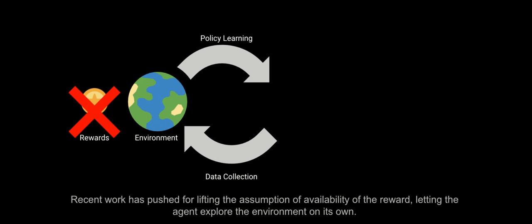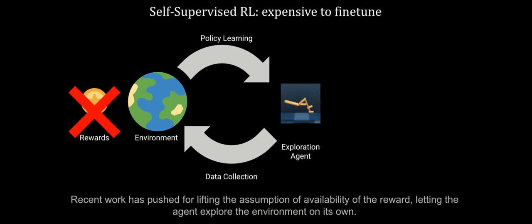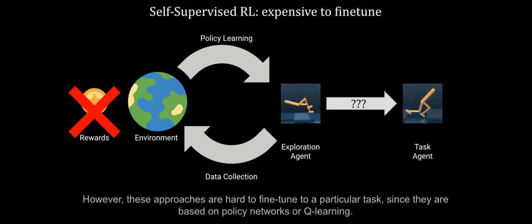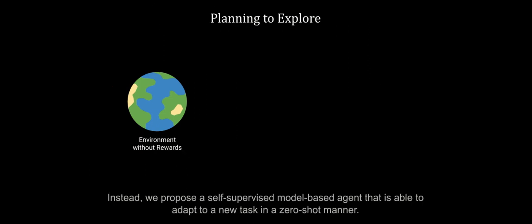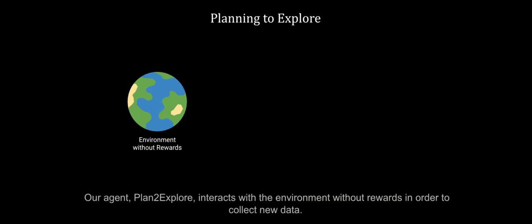Recent work has pushed for lifting the assumption of availability of the reward, letting the agent explore the environment on its own. However, these approaches are hard to fine-tune to a particular task since they are based on policy networks or Q-learning. Instead, we propose a self-supervised model-based agent that is able to adapt to a new task in a zero-shot manner. Our agent, Plan2Explore, interacts with the environments without reward in order to collect new data.